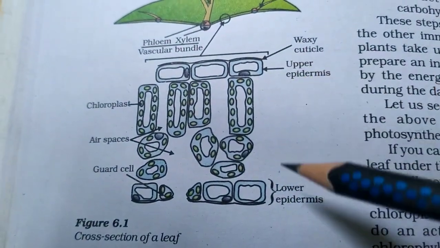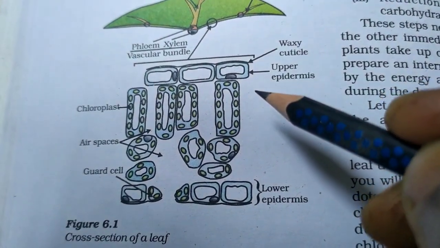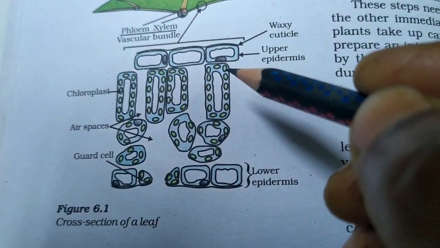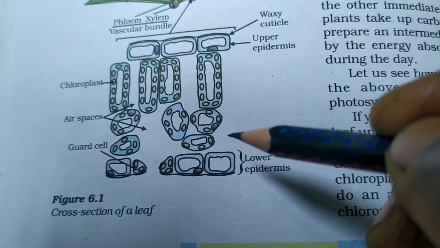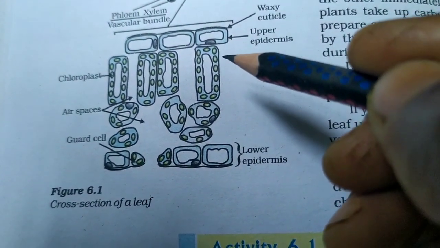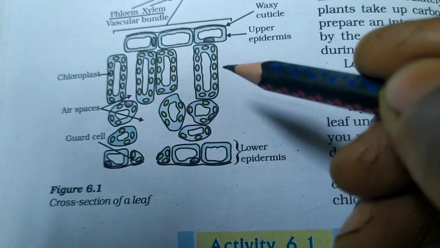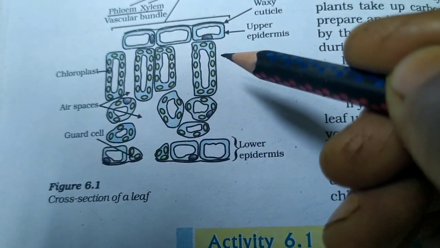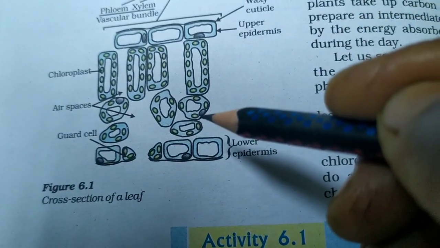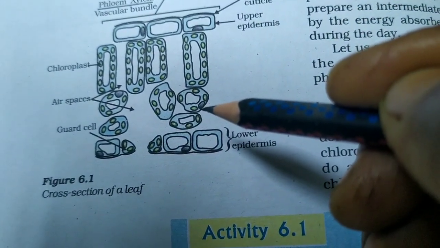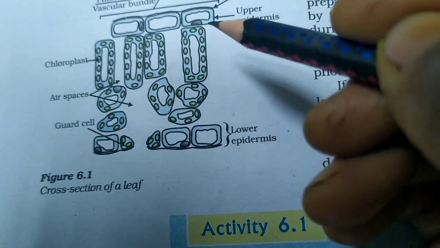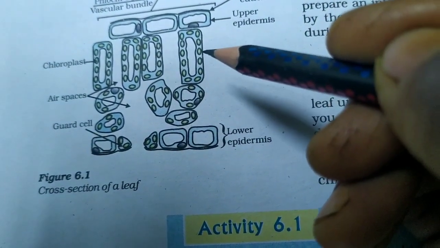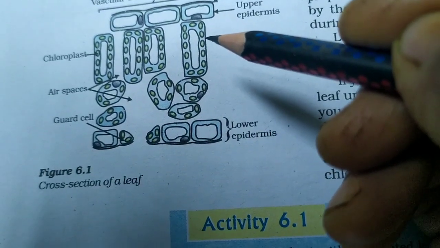Between the upper and lower epidermis, there is ground tissue. This ground tissue includes some elongated cells and some oval cells. The elongated cells and oval cells are nothing but the parenchyma cells. The elongated cells are called palisade tissue, and the oval or circular cells are known as the ground tissue. You can observe in each cell some rounded structures. These are nothing but the chloroplasts.